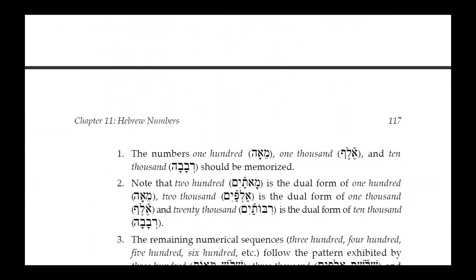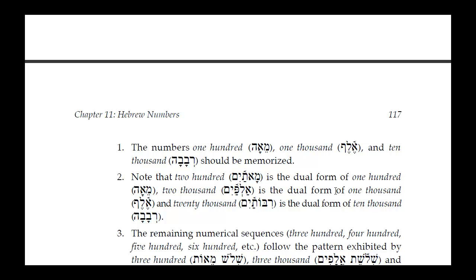The numbers 100, me'ah, 1,000, elef, and 10,000, revavah, should be memorized. These are the main three you really need to memorize: me'ah, elef, and revavah. Note that 200, matayim, is the dual form of 100, me'ah. 2,000, alpayim, is the dual form of 1,000, elef. And 20,000, revotayim, is the dual form of 10,000, revavah.